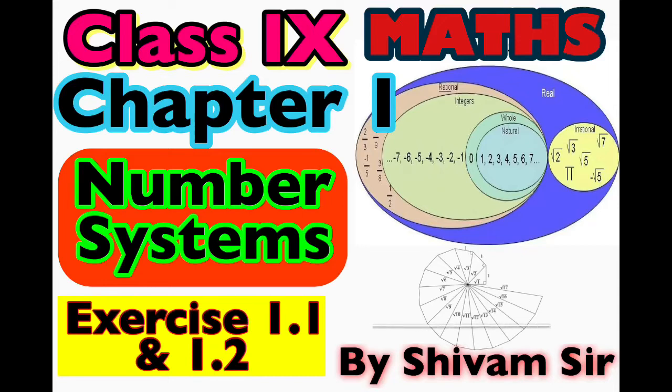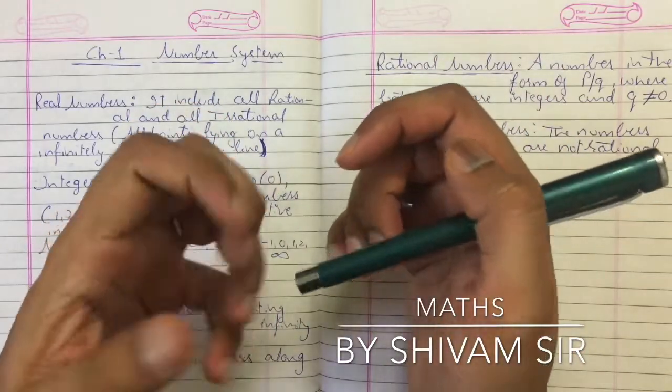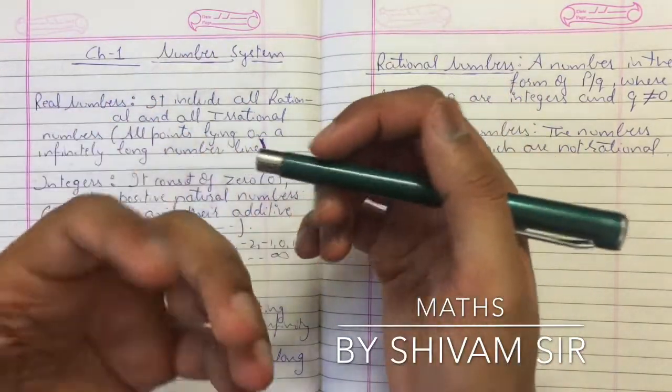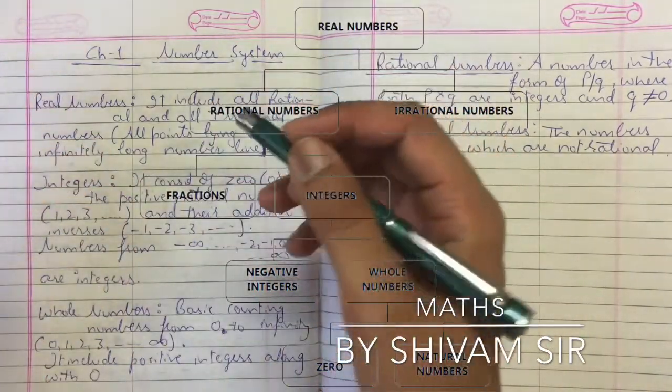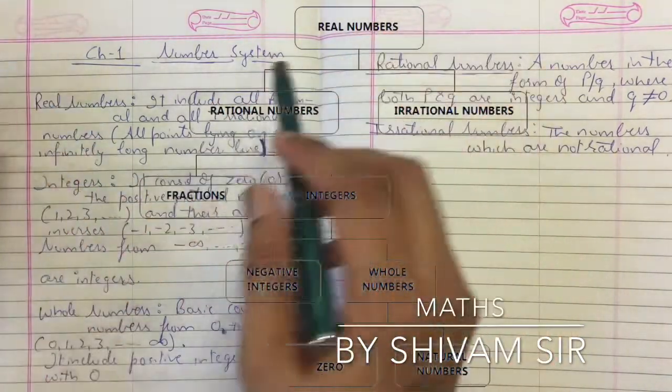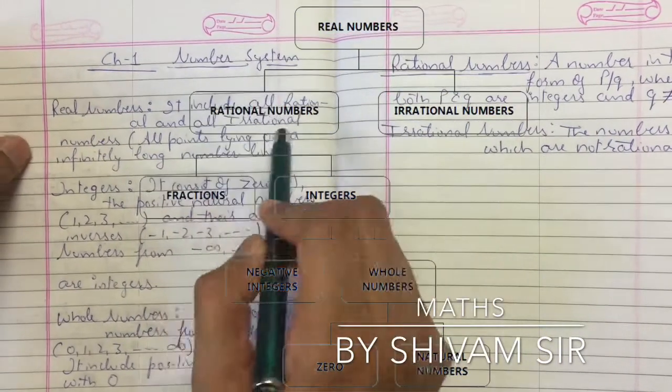Let us begin with chapter first, number system of class 9. Before starting this chapter, we should know certain terms. The very first term is real numbers. We should know what real numbers are. Real numbers include all rational numbers and all irrational numbers.